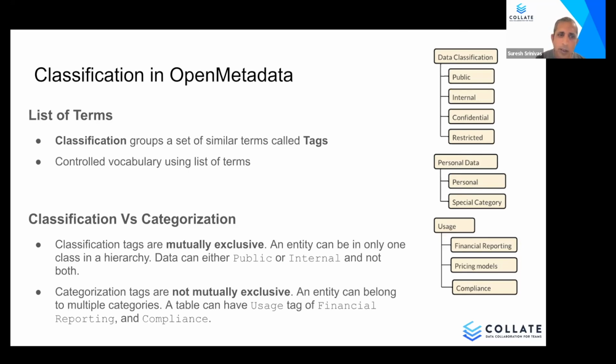There is also categorization, or categories. In some cases, an entity can belong to multiple categories. Here is an example. Let's say you have a tag called usage tag, and the usage tag says here are the use cases that we are using the data for. In this usage tag, you have that the data is used for financial reporting or compliance. A table can belong to both of these. A table can be used for both financial reporting and compliance. So this is what we call categories. And this you can do by setting this classification as mutually not exclusive.